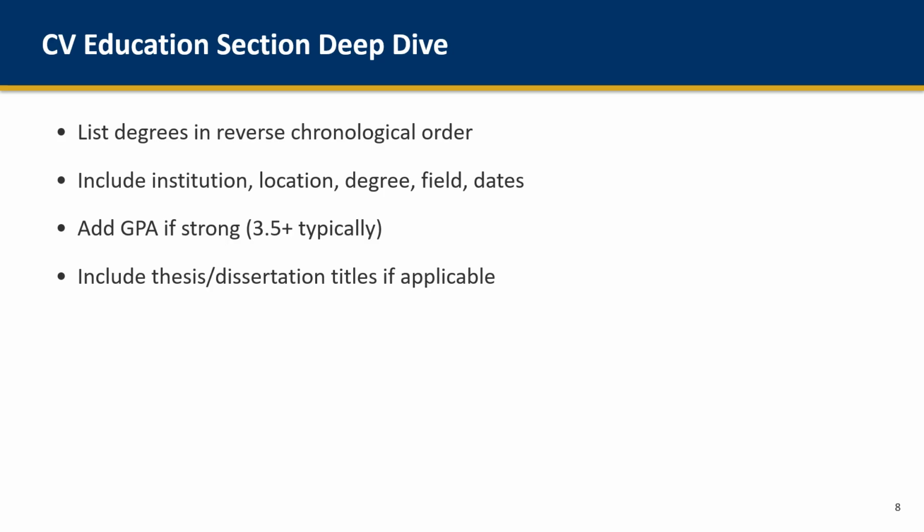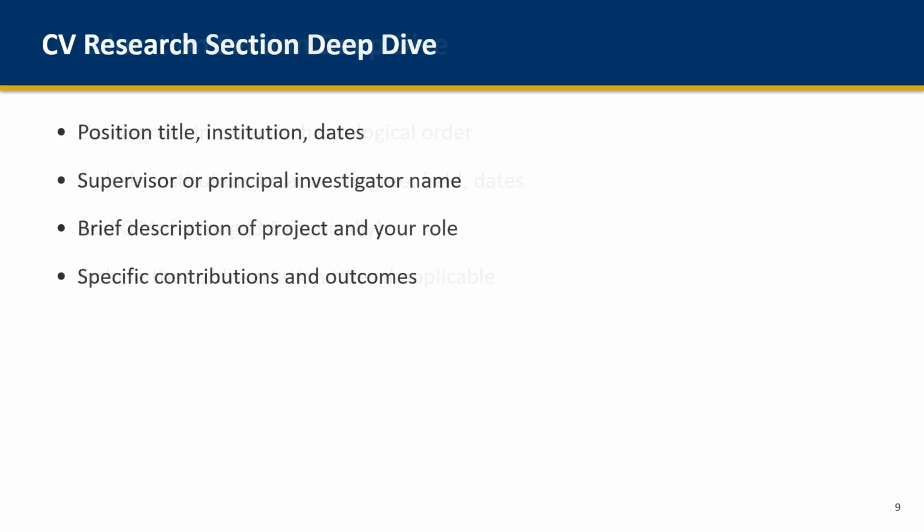You may also include relevant coursework, academic honors, or study abroad experiences in this section, particularly if they're directly relevant to your graduate application. The research experience section is often the most important for graduate applicants. For each research position, include your title, the institution, and the dates of your involvement. Titles might include research assistant, lab member, research intern, or similar designations. Name your supervisor or the principal investigator on the project. This situates your work within the scholarly community and allows readers to assess the research context.